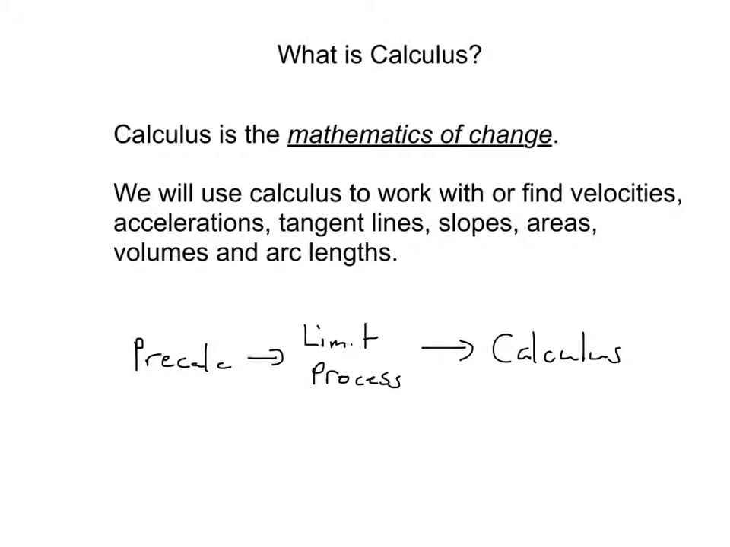In pre-calculus, we were always finding the average velocity. In essence, every time you found a velocity or an acceleration, it was an average velocity or average acceleration. When you found a slope, you were always finding the slope of a line. When you found an area, it was always a nice geometric figure. Volumes were the same thing, nice geometric figures. Arc lengths, we talked about with respect to circles.